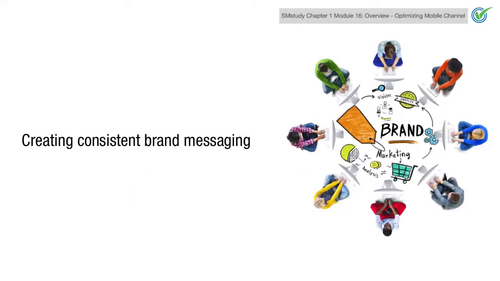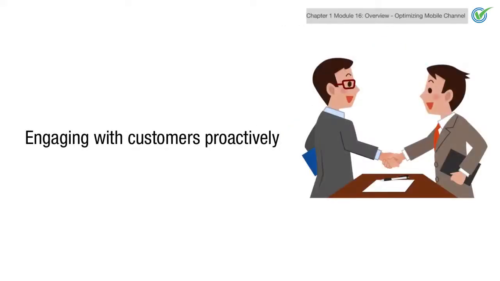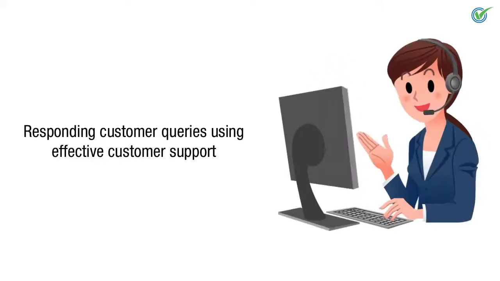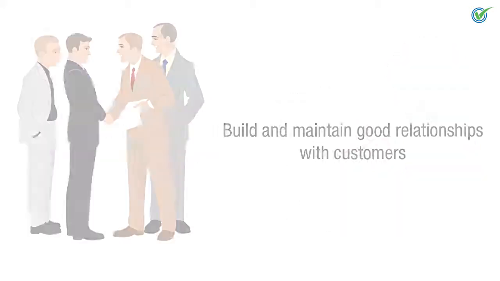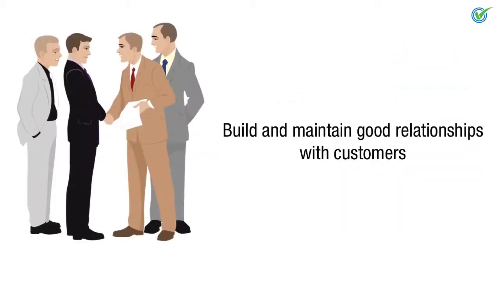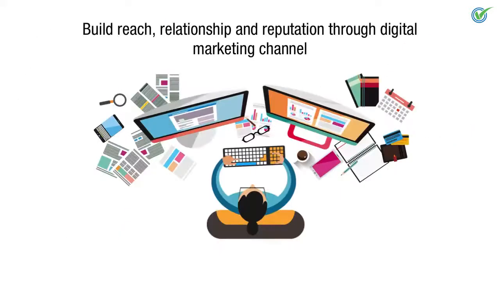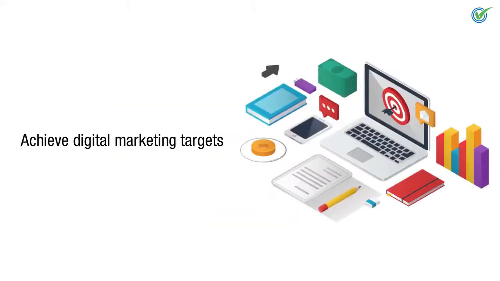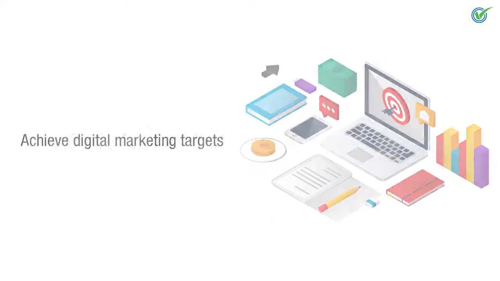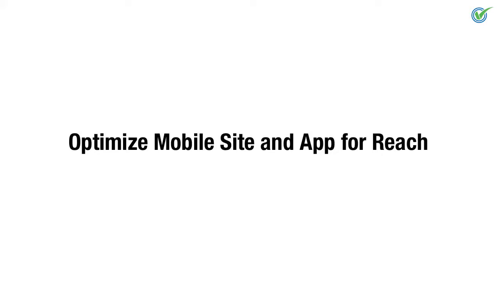Creating consistent brand messaging across the company's desktop website and its mobile website, engaging with customers proactively, and responding efficiently to customer queries using an effective customer support system helps companies to build and maintain good relationships with customers. This chapter describes a number of tools and methods by which a company can build a strong reach, relationship, and reputation through a digital marketing channel to help the business achieve its digital marketing targets. The processes discussed in this chapter are as follows. Optimize mobile site and app for reach.